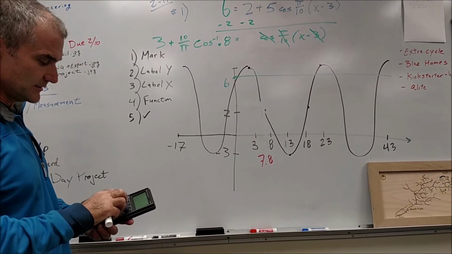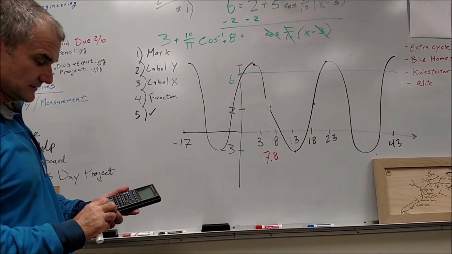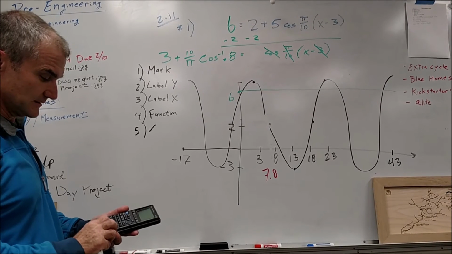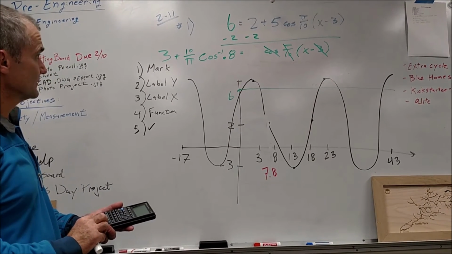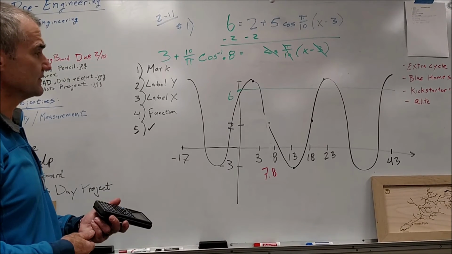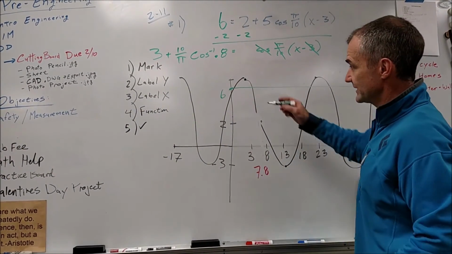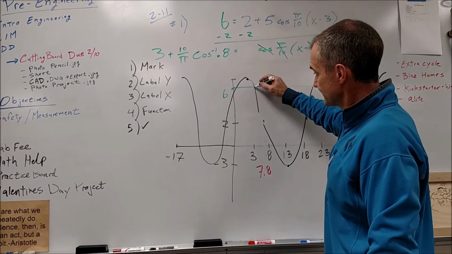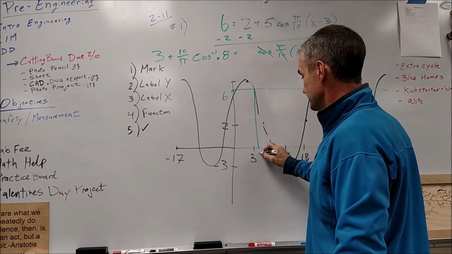So in radian mode, I take the arc cosine of 0.8, times 10 divided by pi, plus 3, and I get 5. So see where that is. So when y is 6, my corresponding x value is 5. That looks right.